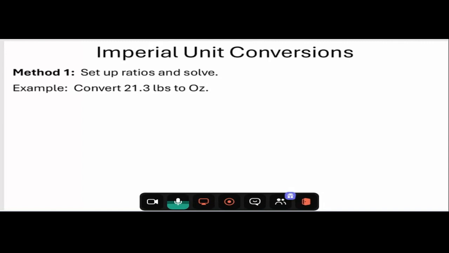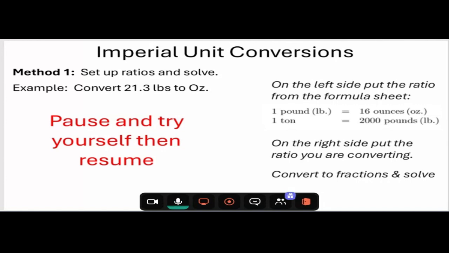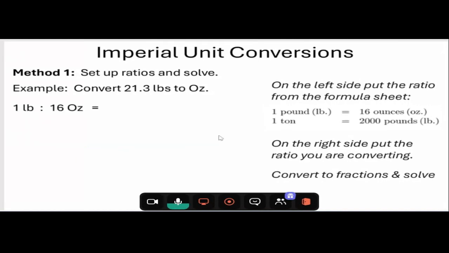Let's try one more. We're going to convert 21.3 pounds to ounces. So, oh yes, if you're watching the video, give this one a try. If you are in class, sure, I'll give you a minute to give it a try on your own. Okay, so on the left side, we're going to find our ratio on the formula sheet. 1 pound is the same as 16 ounces, so 1 pound to 16 ounces. And then you see our pounds are on the left and our ounces on the right. So on the right, we're going to follow that same pattern. 21.3 pounds is to how many ounces that we're trying to find.